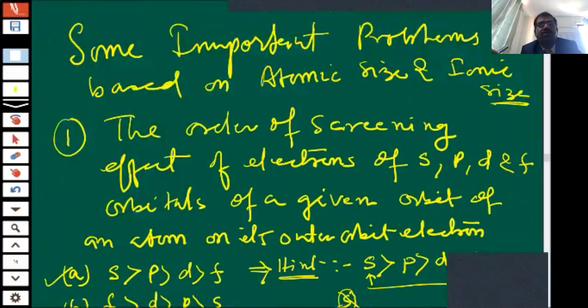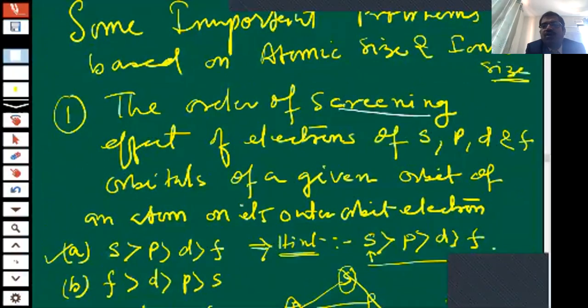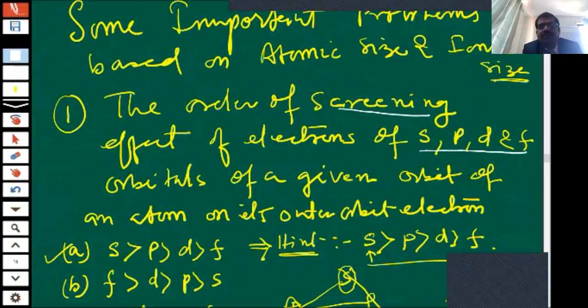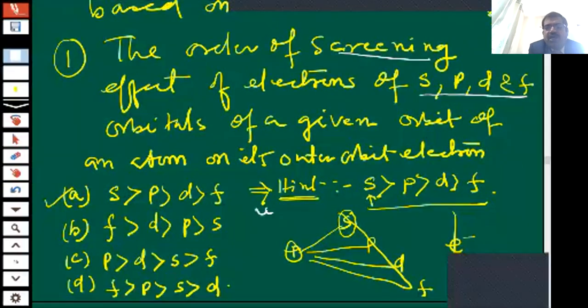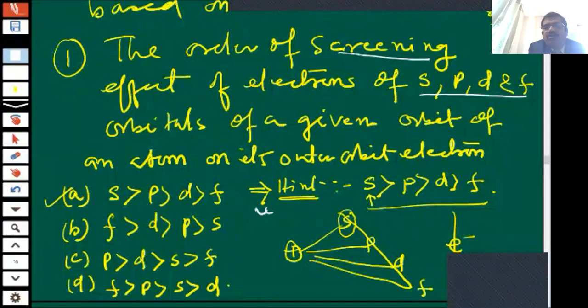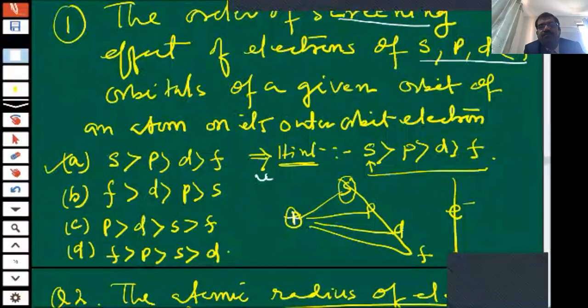So this is the first question, children. The order of screening effect of electrons of s, p, d, f. I told you, we have seen, have faith that s is nearer than p, then d, and then f. So those which are nearer to the nucleus will give more screening effect. This is the first question. And be a little bit fast.